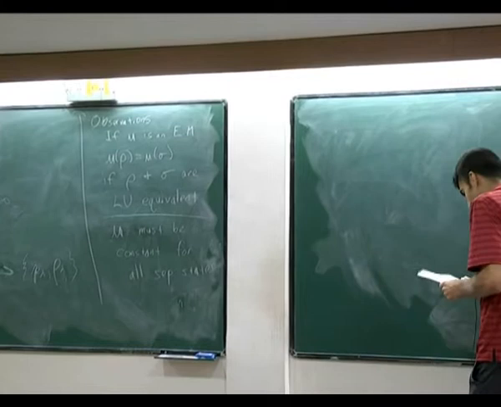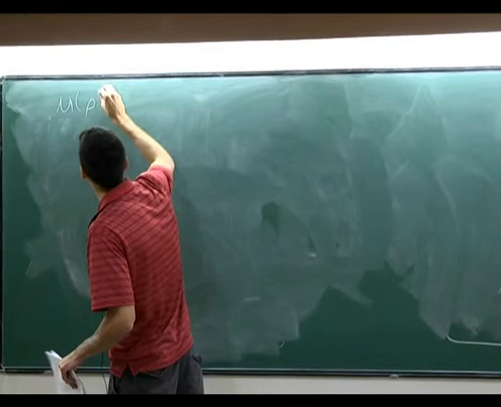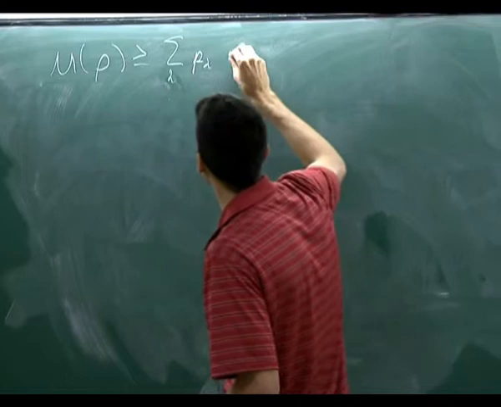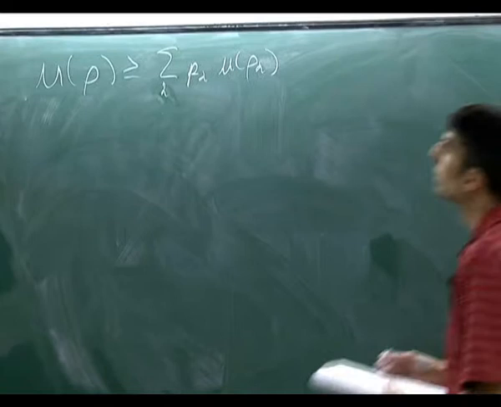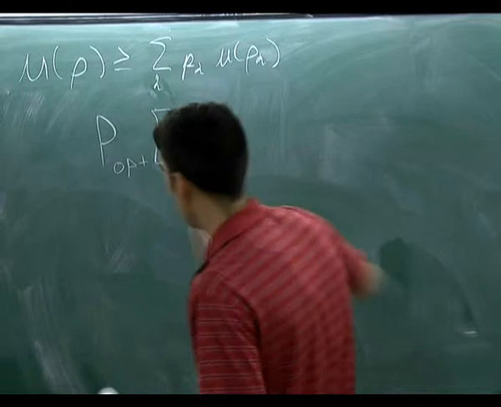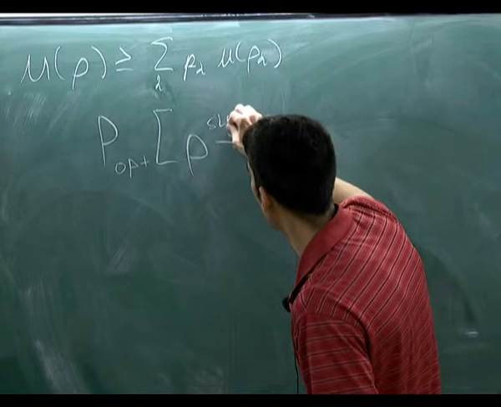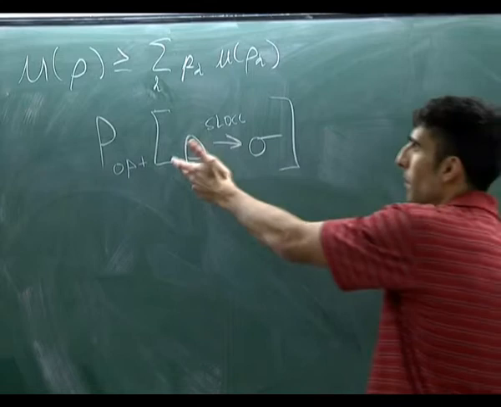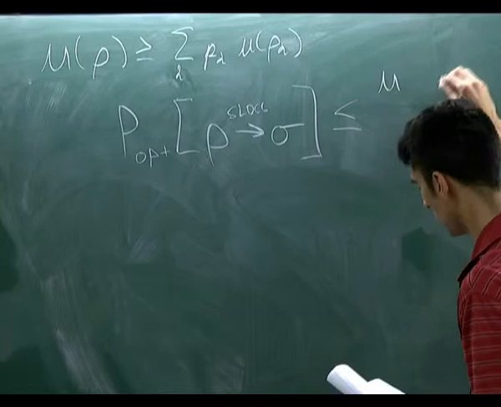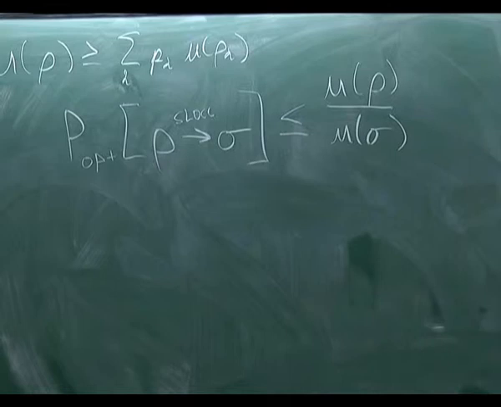All right, so from this condition, p lambda mu of rho lambda, we see that we have an upper bound on the probability of transforming, say, rho to sigma. So suppose we want to do this by some stochastic LOCC map, and we want to ask, well, what is the optimal probability of doing that? Well, it cannot be any greater than the ratio of the monotone values on rho and sigma. I mean, why is that? Well, you can see it.